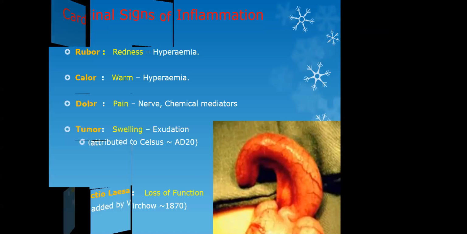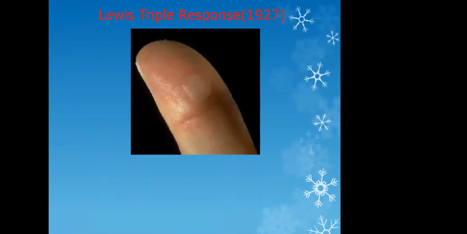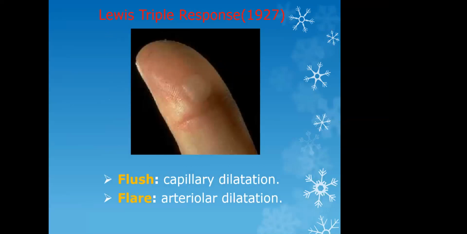Now, in 1927, Lewis gave the triple response. He added one more thing, and that is flush, flare, and wheal. He said that at the area of inflammation you have to have flush, which is dilation of the capillaries, flare, arteriolar dilatation, and wheal, which means exudation at that area.